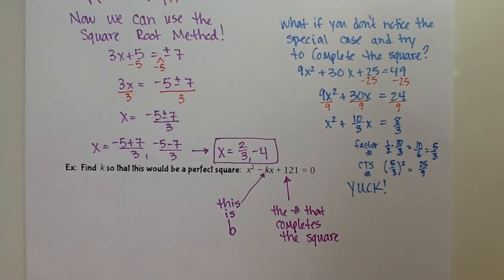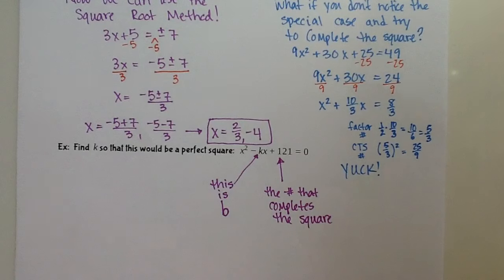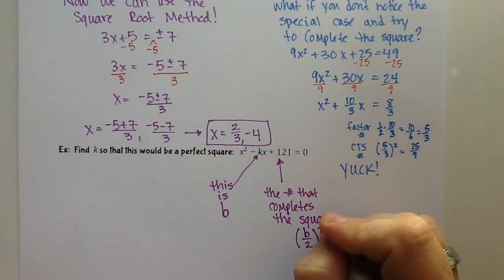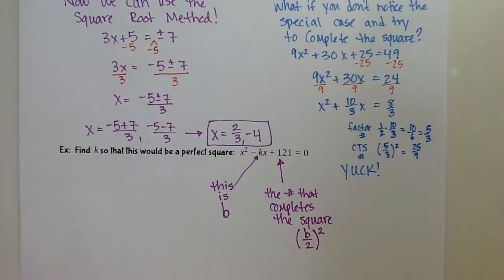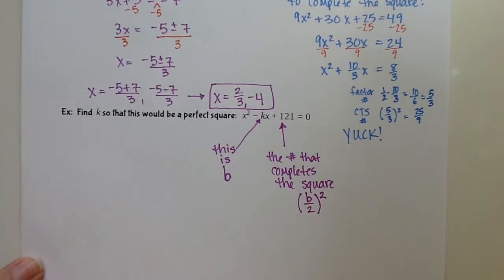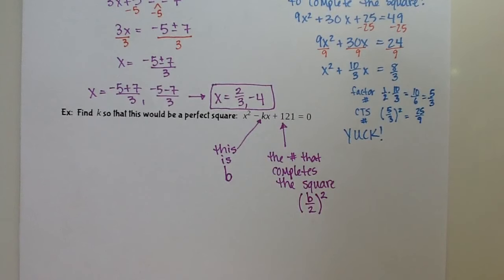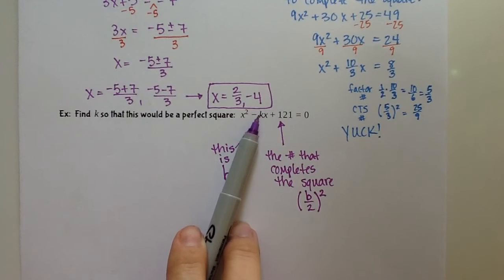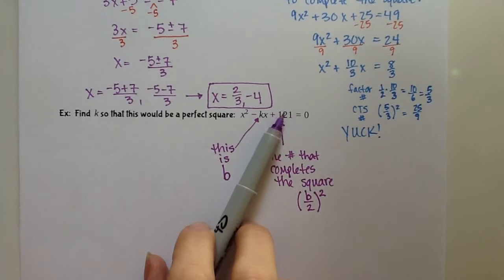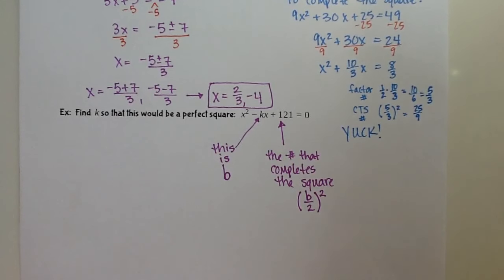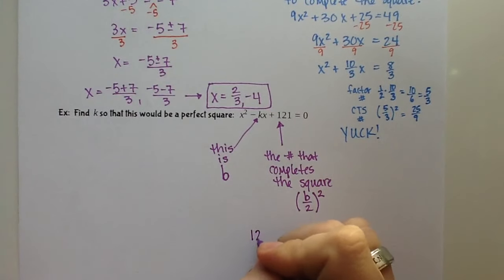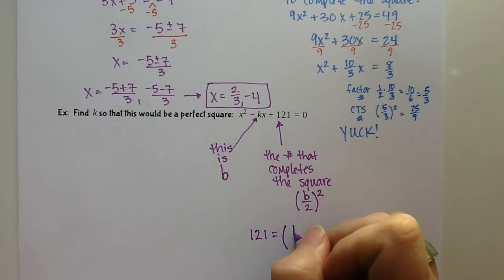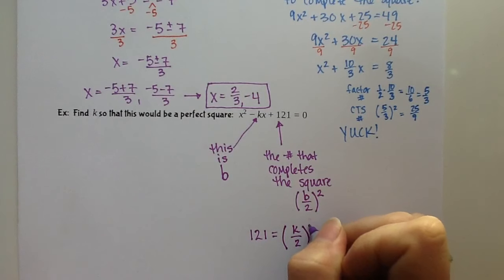So we can figure this out because we know that the number that completes the square is actually b divided by 2 squared, because b divided by 2 is the number that we use to factor, but then b divided by 2 squared is the number that completes the square. So since our number k is b and 121 is the number that completes the square, we can write this equation that 121 equals, instead of b, we're going to use k divided by 2 squared.